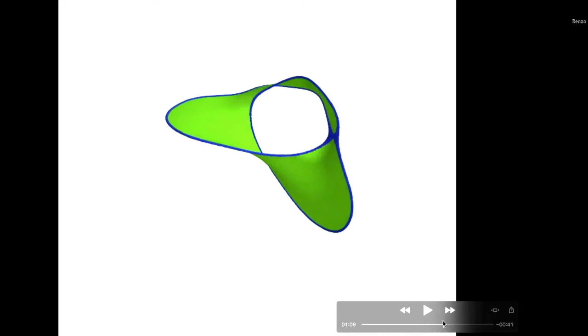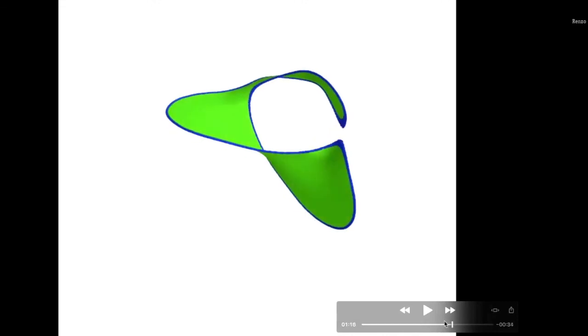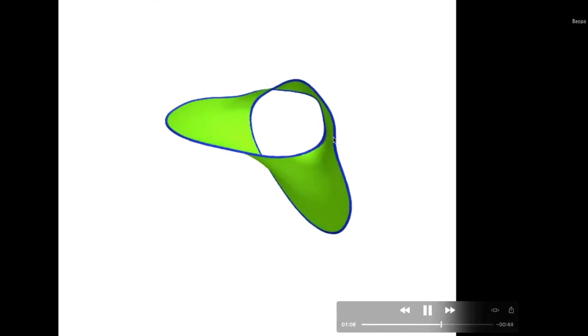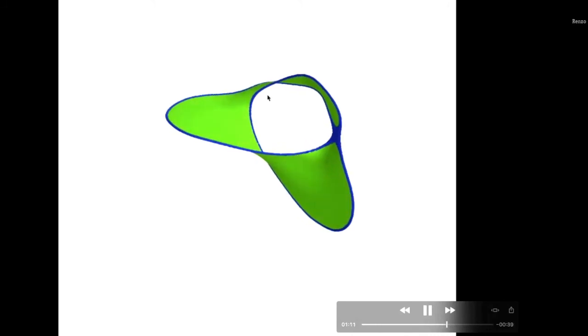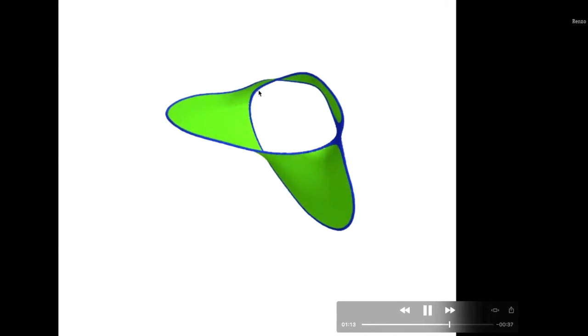So let me go back. You see very visibly that the surface here is not at all twisted, it's just merging one another. And here also it is merging one another.